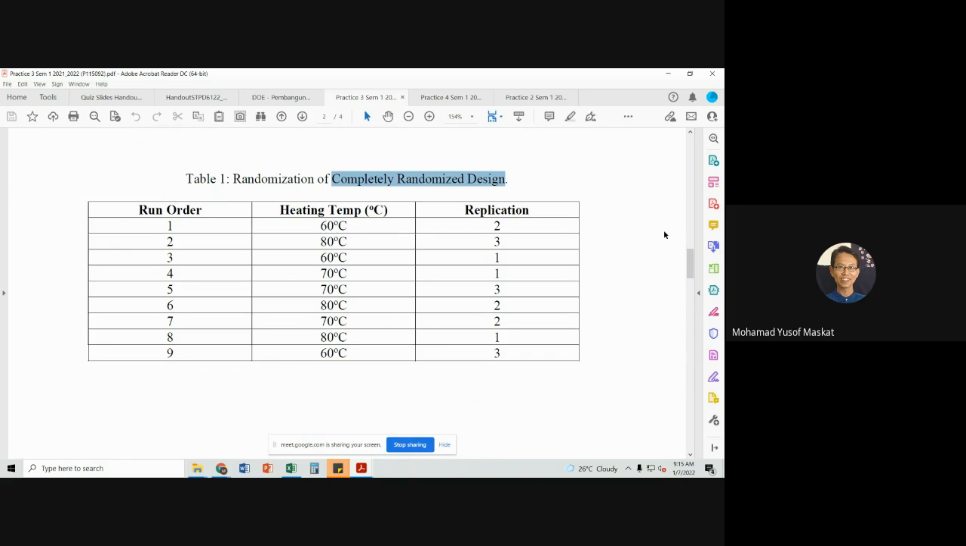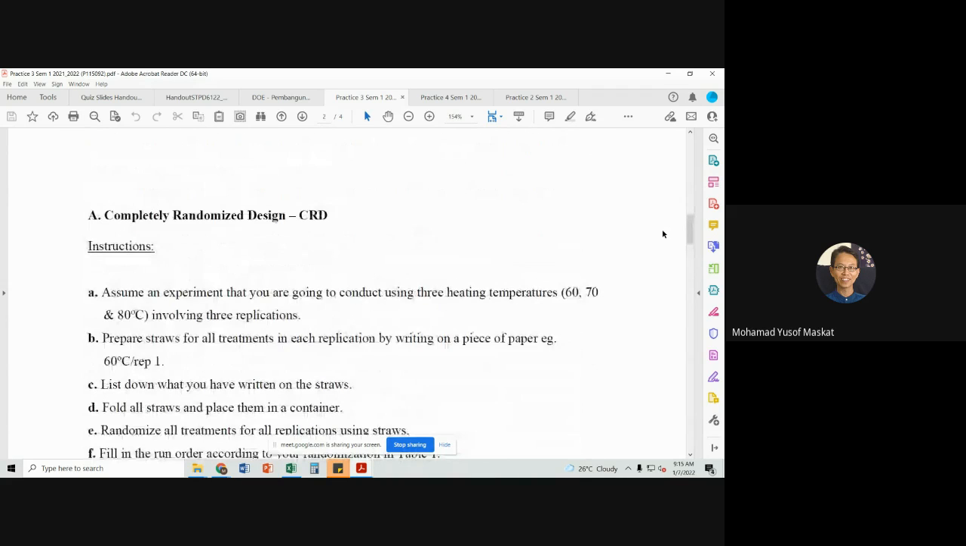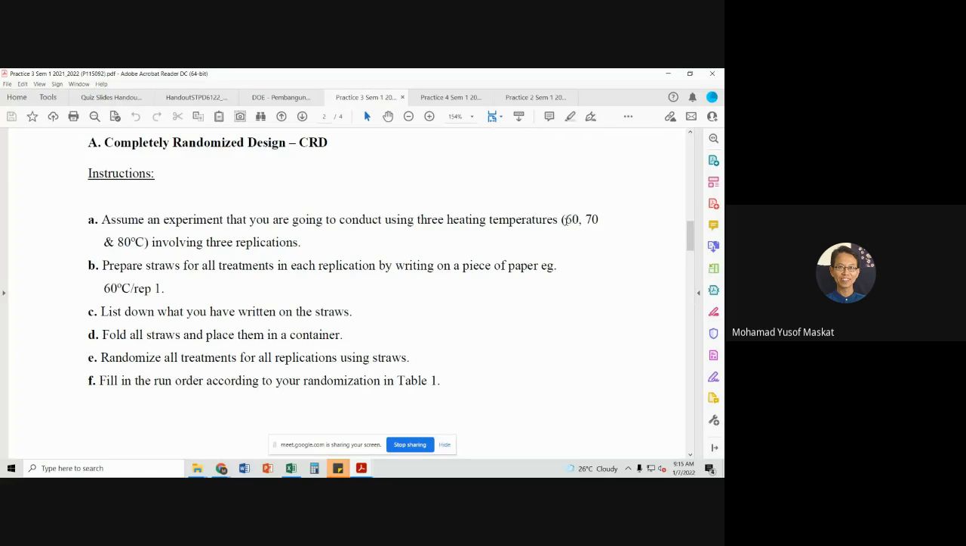When we say completely randomized, it means that all the samples, all the experimental units, have to be totally randomized. So in this case, you have a one factor experiment where the factor is temperature, and you have 3 levels, that is 60, 70, and 80 degrees C. Because this is a one factor experiment, the treatments are the levels. So the treatments are 60, 70, and 80 degrees C.